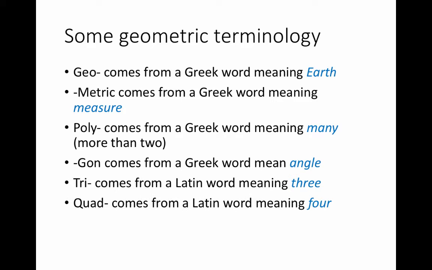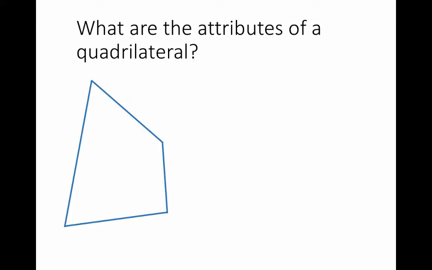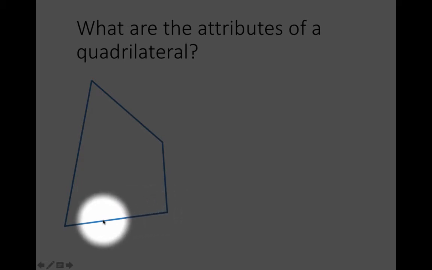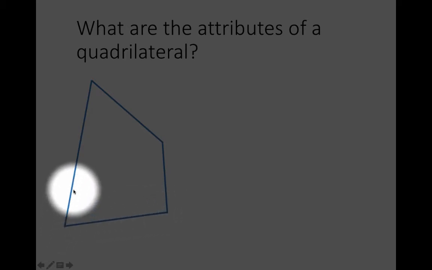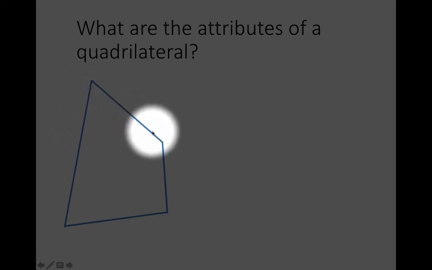Quad comes from a Latin word meaning four. Lateral comes from a Latin word meaning side. So a quadrilateral is a geometric shape with four sides. In this video, we'll be investigating the attributes of quadrilaterals. A quadrilateral is a closed figure that's formed by straight line segments connected at corners or vertices.